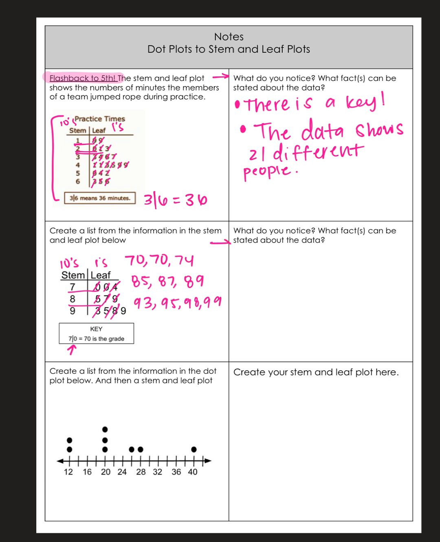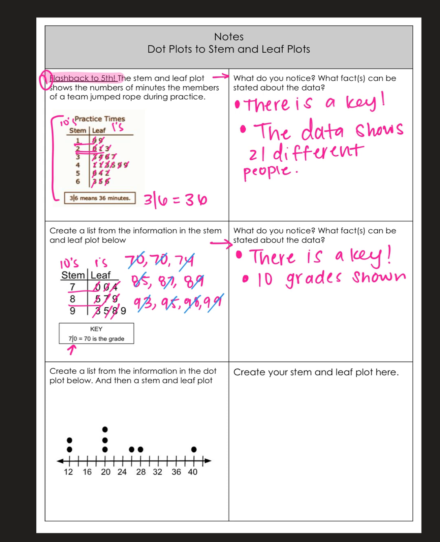This one goes hand in hand with the next box that says, what do you notice? What facts can be stated about the data? Well, I can recycle the fact that I wrote about the one up here, right? The first fact is there is a key. Let's see if we can use the fact about how many data points there are, or in this case, how many grades I have. If I count all of these, this would say there's 1, 2, 3, 4, 5, 6, 7, 8, 9, 10 different grades. So a different one is there are 10 grades shown.